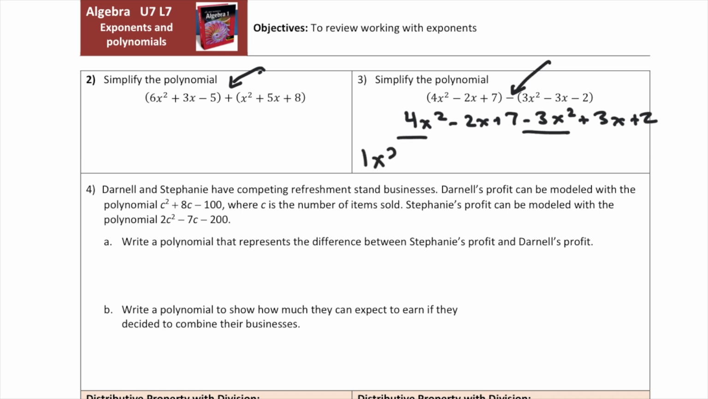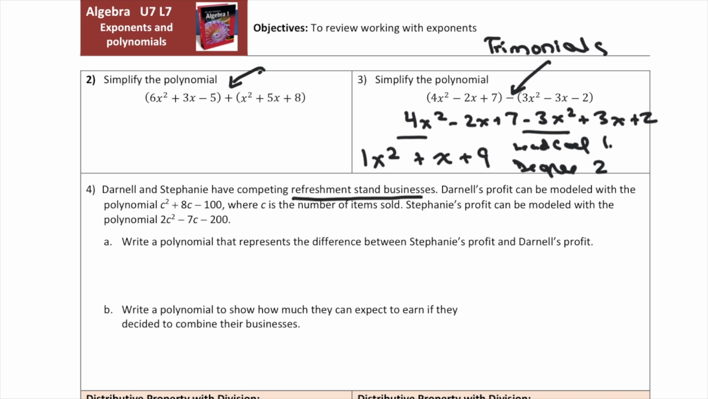So when we add, we get 1x squared plus x plus 9. So as you look at this problem, notice that the lead coefficient is equal to 1, that the degree of this polynomial is 2, and that this is in particular a trinomial because it has the sum of 3 monomials. For question 4, you have Darnell and Stephanie competing for the refreshment stand businesses.